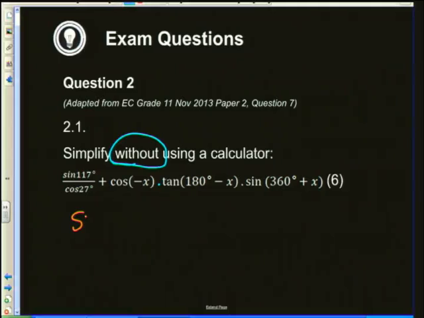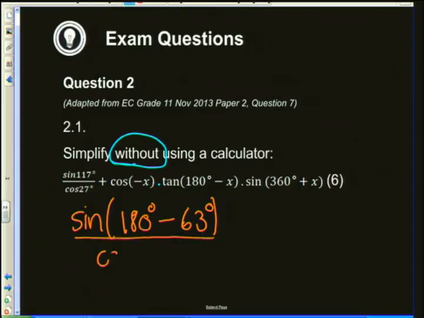Sine 117 is in our second quadrant, which means that the reduction formula to use there is 180 minus. So it's going to be sine(180 degrees minus 63 degrees), because 180 minus 63 is 117. And this is all over cos 27. I need to use something that's similar to 63, because at the end of the day, certain things should divide each other out. So 27 is equal to 90 degrees minus 63 degrees. Okay, so I'm done with that first part.